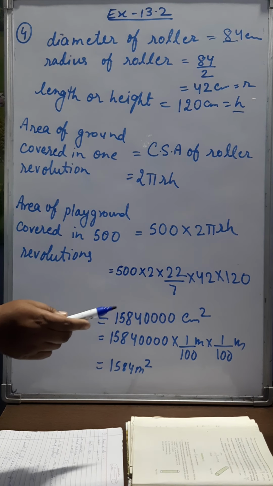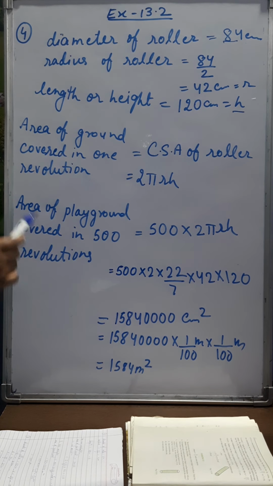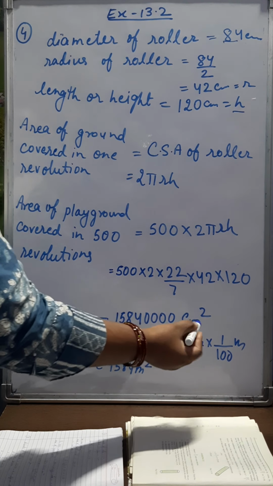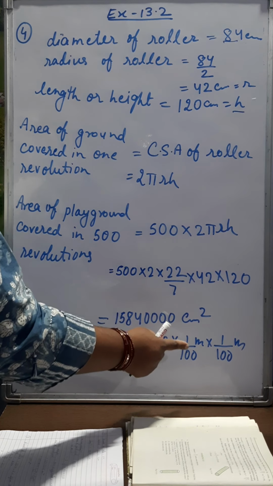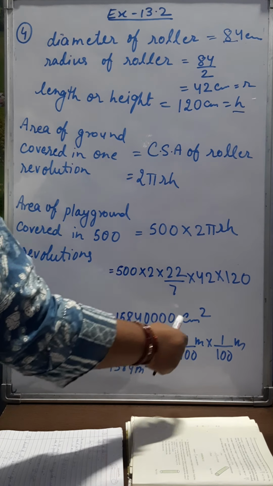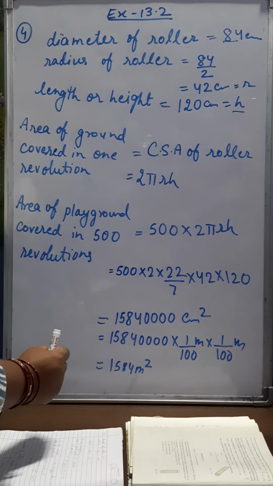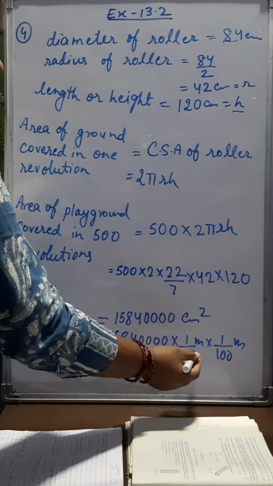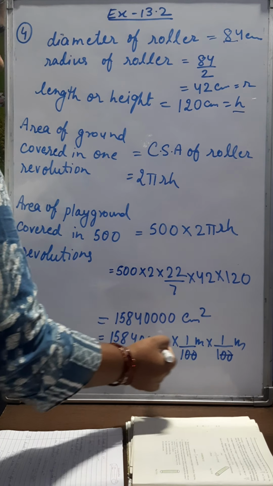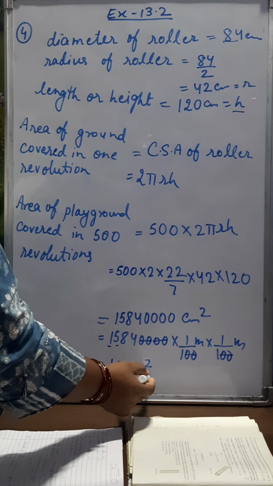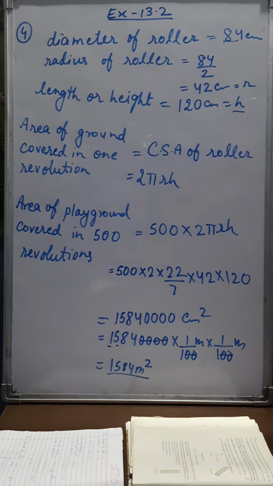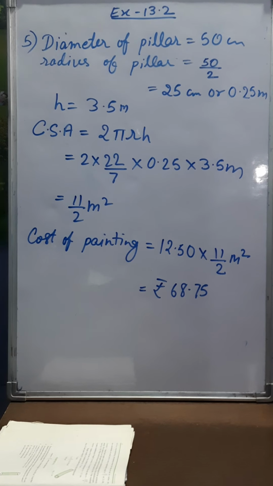But the question says you have to give the area of the playground in meters square. So this centimeter square can be written as centimeter into centimeter, and 1 centimeter is equal to 1 by 100 meter, and another centimeter is also 1 by 100 meter. If you cancel these two 0s and these two 0s like this, you will get 1584 meters square. This is the area of the playground.